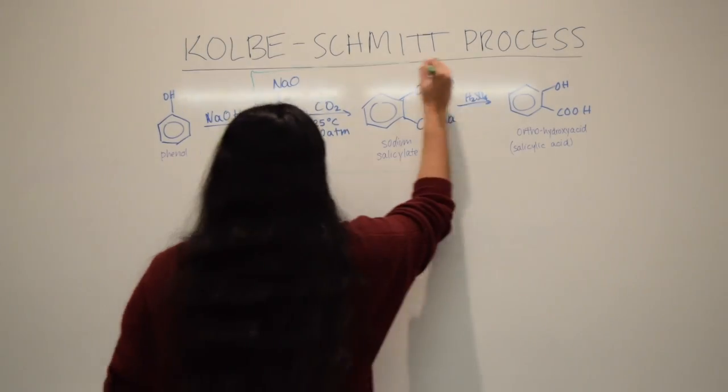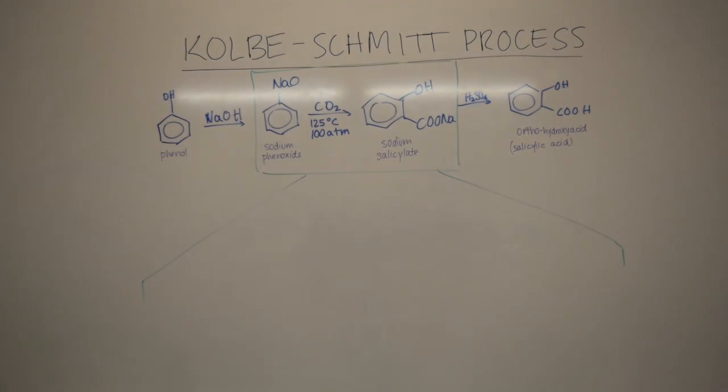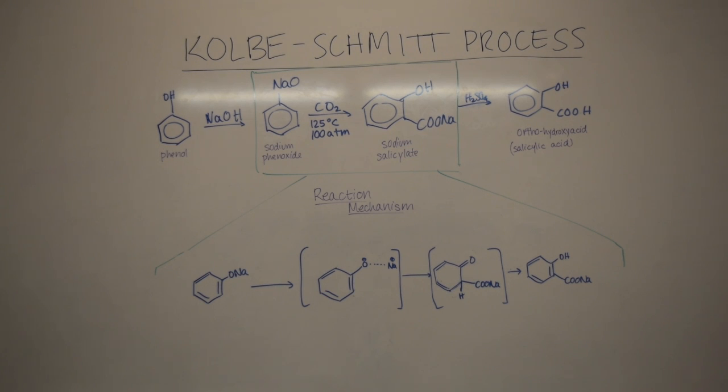Now, let's look more closely at the reaction mechanism of sodium phenoxide forming into sodium salicylate. Gaseous carbon dioxide is reacted with sodium phenoxide, and here, carbon dioxide acts as an electrophile. An electrophile is a positively charged or neutral species having vacant electron orbitals that are attracted to an electron-rich center. Because of the introduction of the electrophile, delocalization of electrons takes place as follows on the sodium phenoxide molecule.